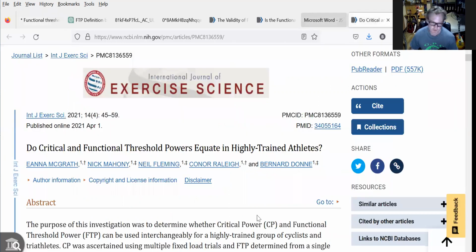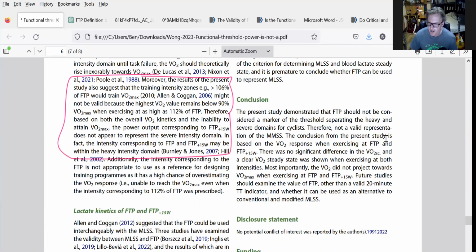Now, I said this video would leave you with more questions than answers, and that's probably the story of my life and the story of being an academic. So if we can't get our training zones from FTP, how do we get them? Well, we can, to a certain degree, get them from a critical power test. Critical power in itself is a whole different video, and I'm just going to leave this video with that. I'm not going to go into critical power today.